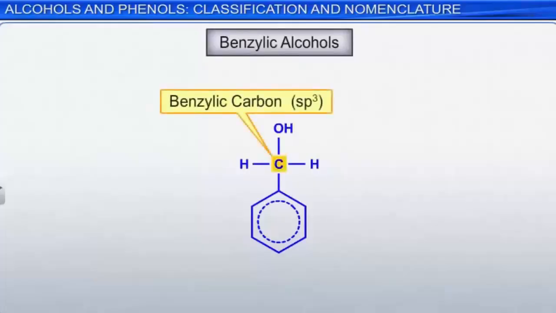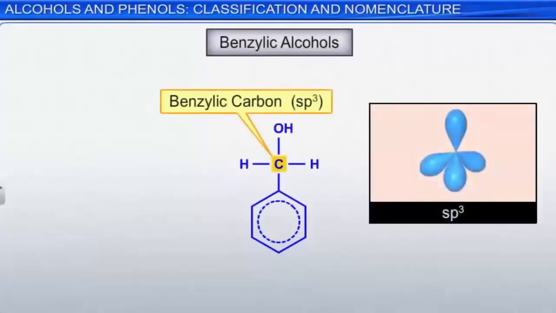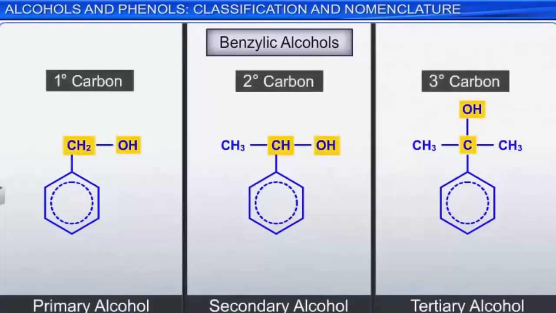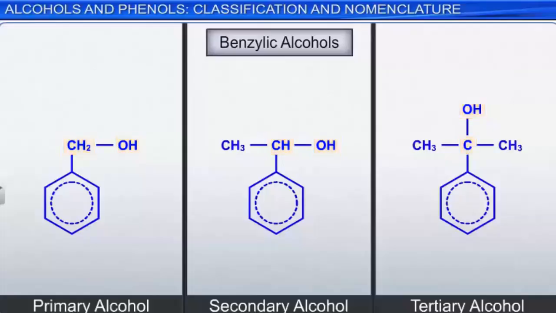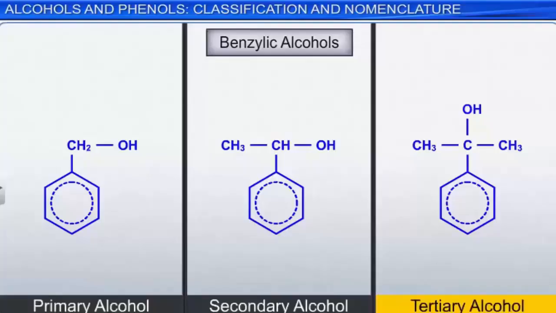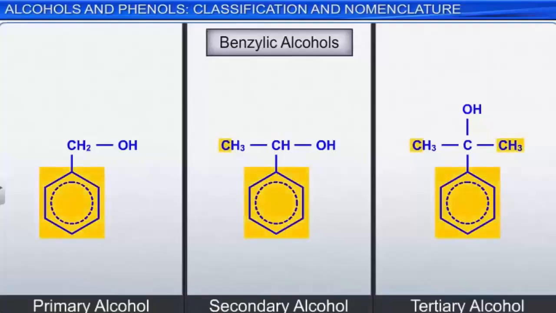A benzylic carbon is an sp3 hybridized carbon bonded to an aromatic ring. Thus, we can describe a benzylic alcohol as having a hydroxyl group attached to a benzylic carbon. The molecules illustrated here are examples of benzylic alcohols. Benzylic alcohols can also be classified as primary, secondary, or tertiary, depending on the number of carbon groups bonded to the benzylic carbon as shown.